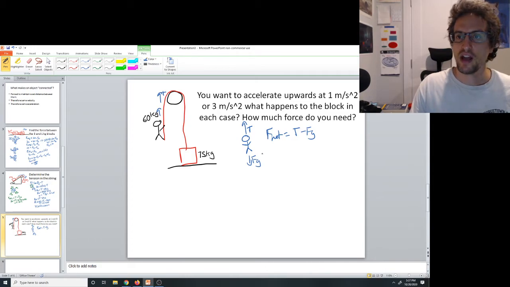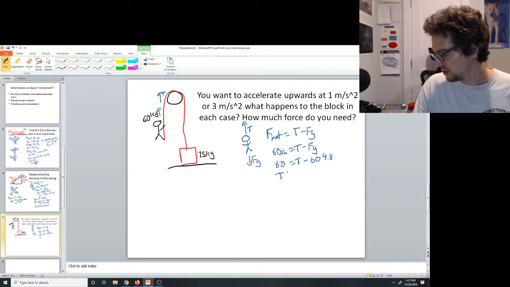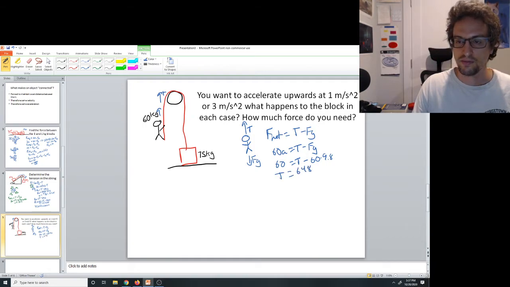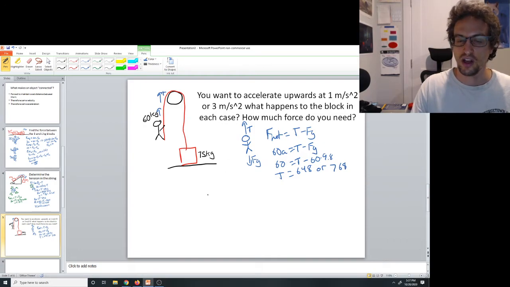Now notice, not a connected object problem. I don't have to go all the way around. So just for the person, up is positive. So I get 60a equals T minus Fg, right? I do this: 60 times 1 equals tension minus 60 times 9.8. Tension is equal to 648. Or if we put a equals 3 in here, it would be 768, depending on which problem. So all I would have to do is put a 3 in there instead of a 1 to get each case. What about for the block, though?